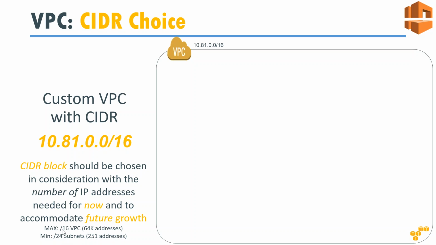And the maximum and minimum is given at the bottom of your screen. You cannot create anything smaller than this series, that is /24, and you cannot create anything larger than that. So in other words, if you create a VPC, you cannot have more than 64,000 resources sitting inside one VPC. You need to create another VPC. So your choice of CIDR, or the range that you choose, will decide how many resources you can put inside a CIDR range.